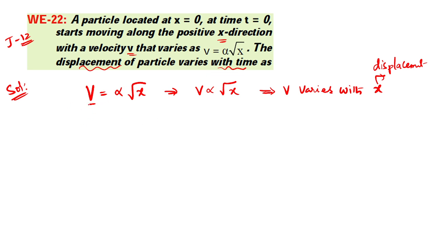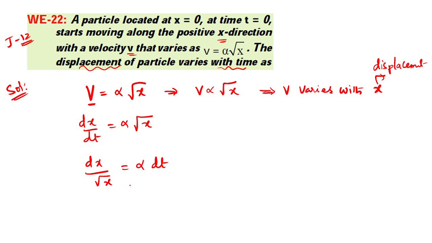How can you write velocity? Velocity you can write as dx divided by dt. Can I write like that? Yes or no? Similarly, here we have alpha and the root of x. Next step, we'll rearrange them. So dx divided by root x is equal to alpha into dt. Can I write like that?